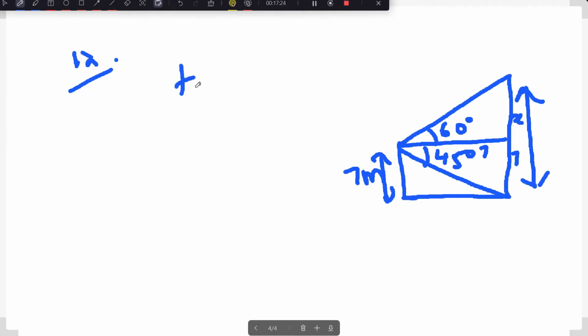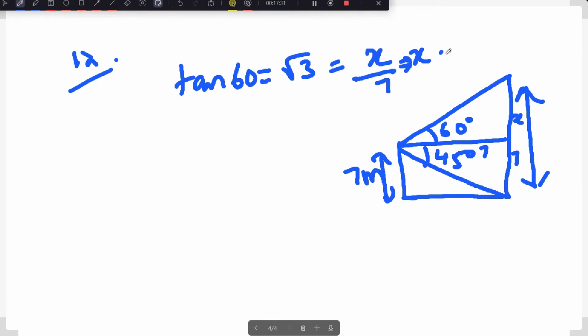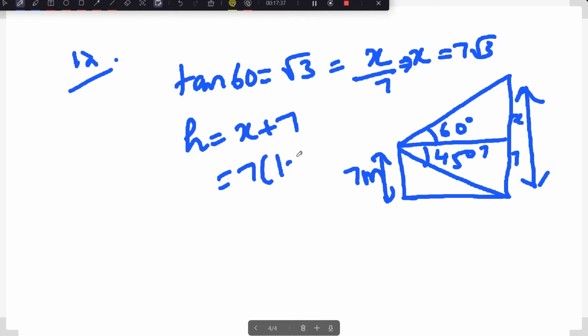So what is tan 60? Root 3, which is x by 7. So what is x? 7 root 3. So what is the height of the tower? x plus 7, which is 7 times (1 plus root 3). Okay? Done? Very fast. I took you through this question real fast. Let's look at more questions.